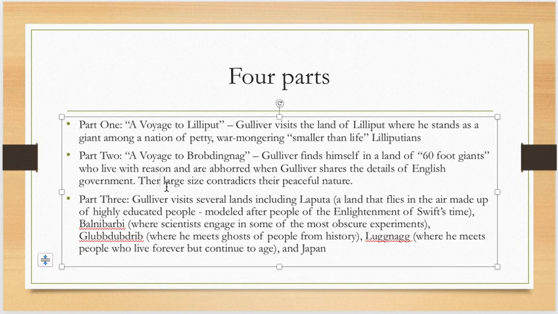In Part 3, Gulliver visits several lands, including Laputa, a land that flies in the air made up of highly educated people, modeled after the people of the Enlightenment of Swift's time; Balnibarbi, where scientists engage in some of the most obscure experiments; Glubbdubdrib, where he meets ghosts of people from history; Luggnagg, where he meets people who live forever but continue to age according to their years on Earth; and Japan.